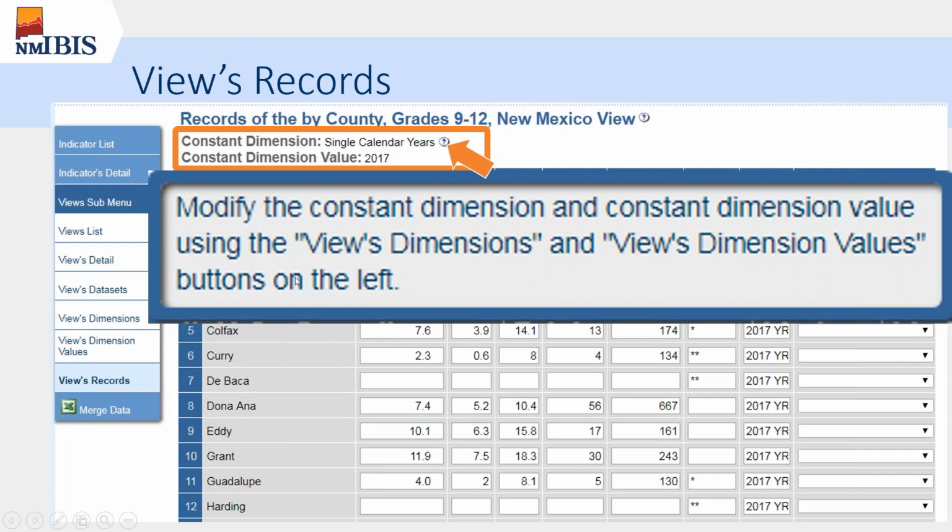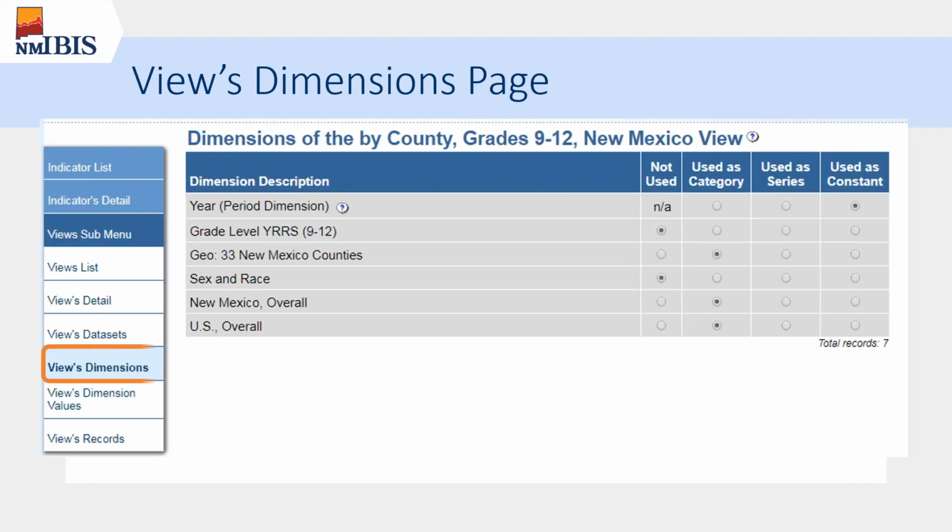Okay, so now we're a little more familiar with this vocabulary, and when we go and look at the views dimensions, we can see, okay, here are the dimensions that are being used. The period dimension, measurement period, is year, which is single years, and we're using that as the constant. So that's over here as a constant.